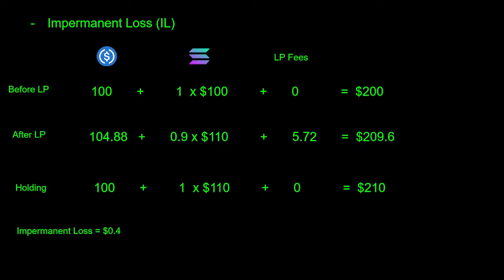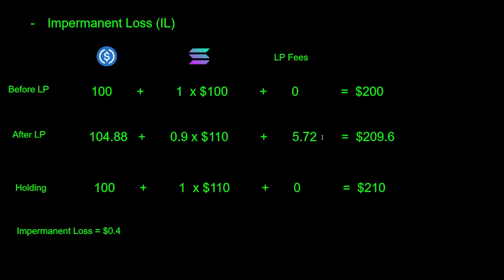So for example, if at the time of adding liquidity we are adding 100 USDC with one Solana, and Solana at that point is worth $100, then we are adding $200 worth of liquidity. Now, suppose you let this stay for a week, and then after a week you withdraw your liquidity. At that point in time, you withdraw 104.88 USDC with 0.9 Solana, and Solana is now priced at $110 with an additional 5.72 USDC as LP fees.